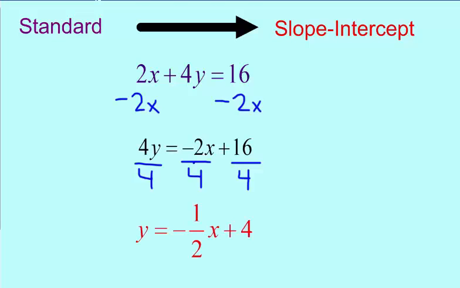So again, the first step here is we're going to subtract over that 2x in order to eliminate it from that left side. We end up with 4y equals negative 2x plus 16. We then divide by the 4 since it's attached to that y, and we end up with y equals negative 1/2 x plus 4. Notice I reduced the negative 2/4 to negative 1/2. Anytime you can reduce a fraction, please do so.